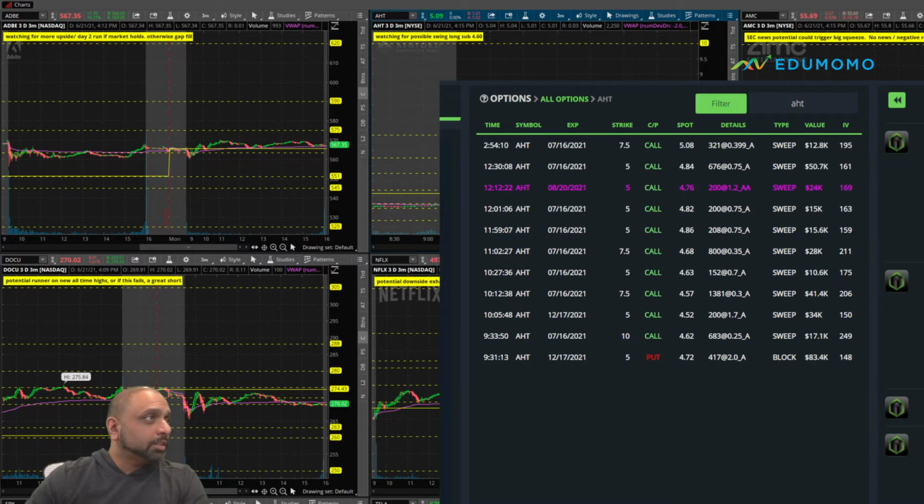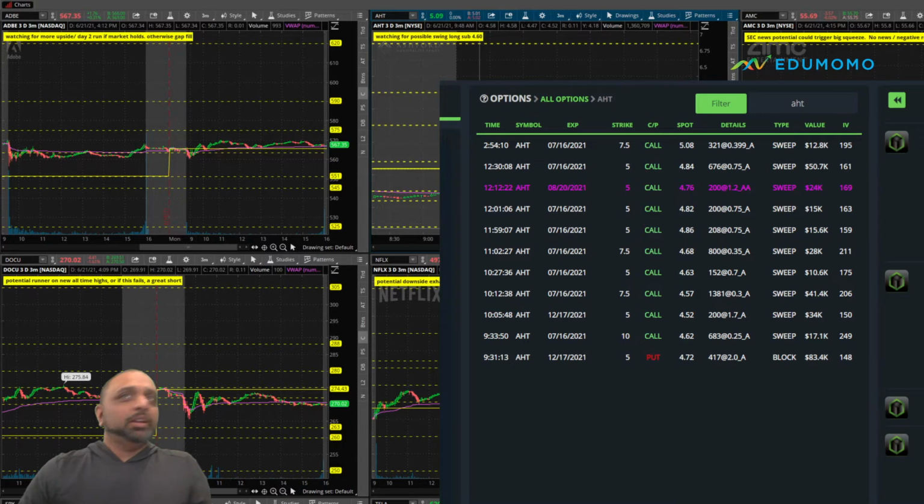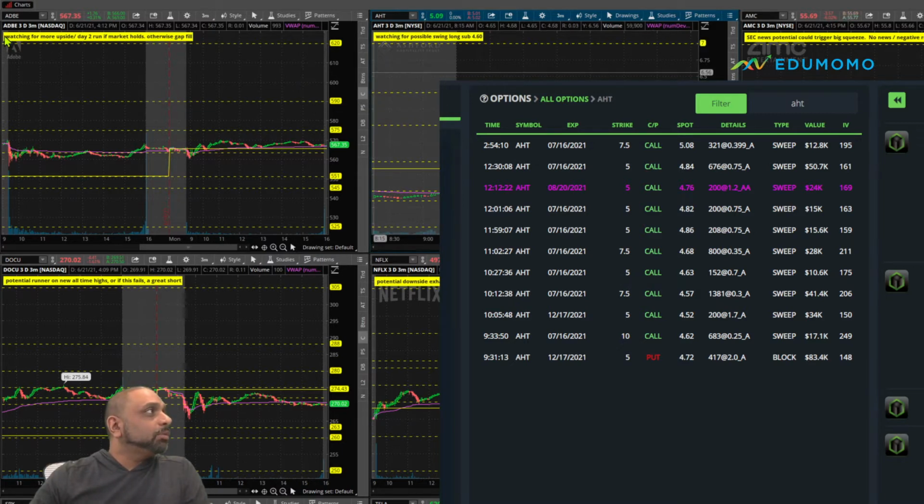And let's see if that actually works. Sorry, whenever I run the broadcast, my Thinkorswim slows down. There we go. Okay, so this looks much better. And actually, let me go ahead and move AHT so you can see the flow. Let me just hide it. That way you can see the screen much better.